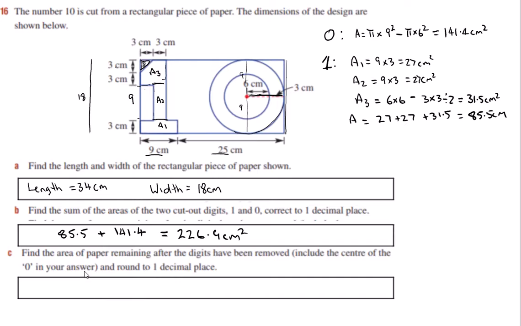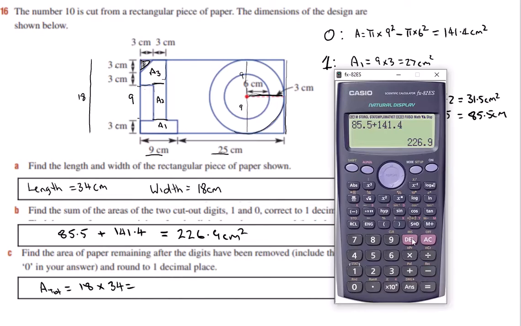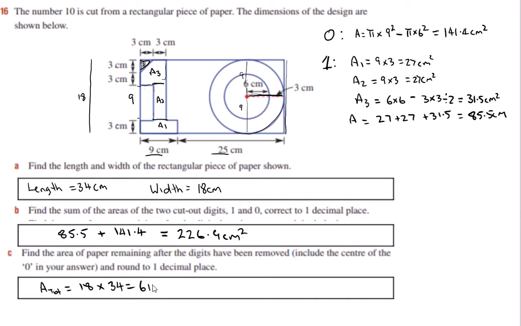Alright, last part, it says find the area of the paper remaining after the digits have been removed. Include the center of the O in your answer. Well, the total area of the rectangle is 18 times 34, which equals 612 centimeters squared.